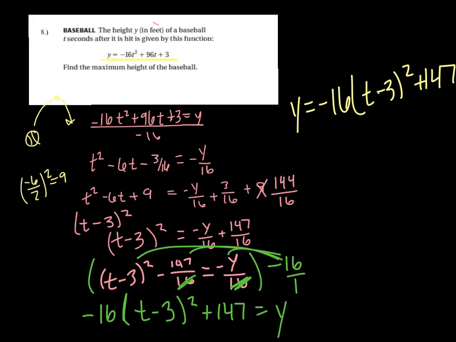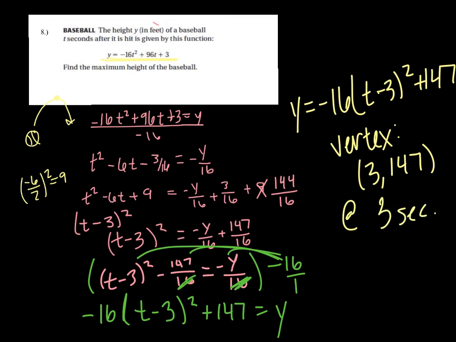So if you're trying to find the vertex, or it's asking you to find the max height of the baseball, the vertex is going to be positive 3, 147. So at 3 seconds, the baseball is 147 feet high.